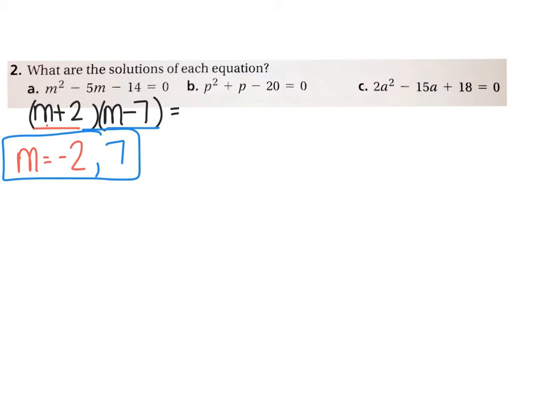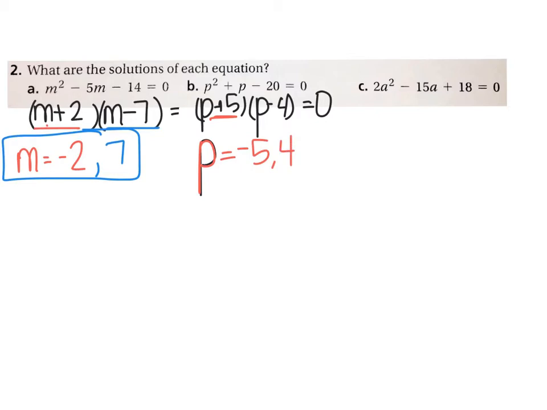Alright, and then B, you're going to factor. What's going to multiply to give you negative 20, but subtract to give you 1? Your signs are going to have to be opposite. And I'll give you a second to think. What multiplies to give you 20 but subtracts to give you 1? It's 5 and 4. So that tells me that P must equal -5 for the first set of parentheses and +4 for the second set.